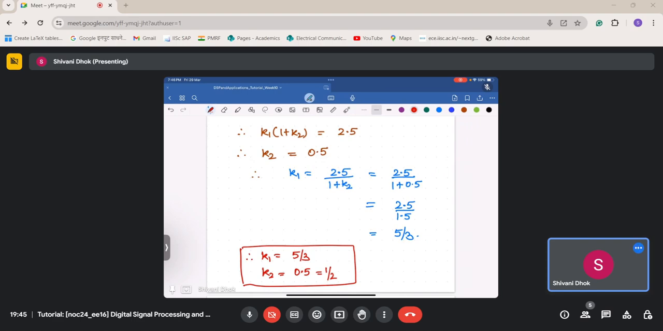Any questions in this particular part? This was the last question that I had planned to cover today. If you have any queries in this question or in any previous questions which we did today, then please let me know.